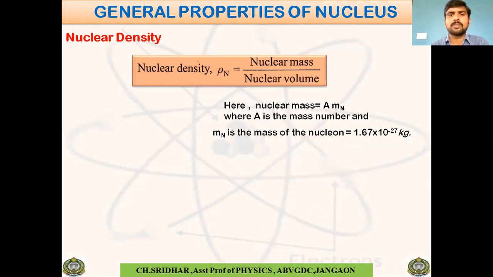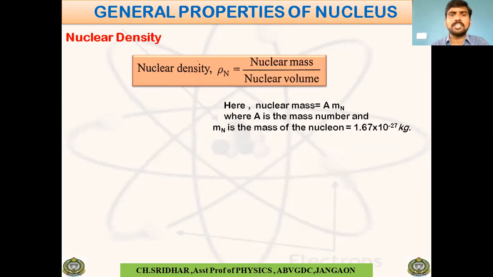where A is the mass number and Mn is the mass of each nucleon, that is 1.67 into 10 to the power of minus 27 kg. So it is the mass of the proton, and if you consider the mass of the neutron, it is slightly greater than the mass of the proton. So on an average, we are taking the mass of the nucleon as 1.67 into 10 to the power of minus 27. So the nuclear density rho n is equal to nuclear mass divided by nuclear volume.